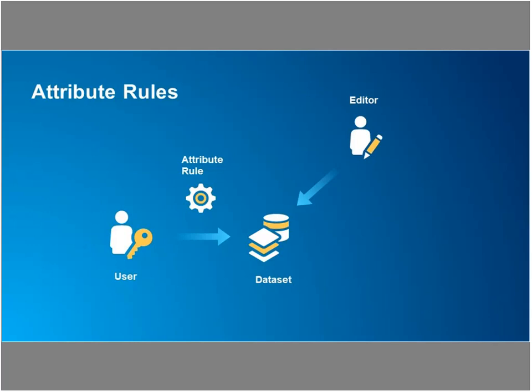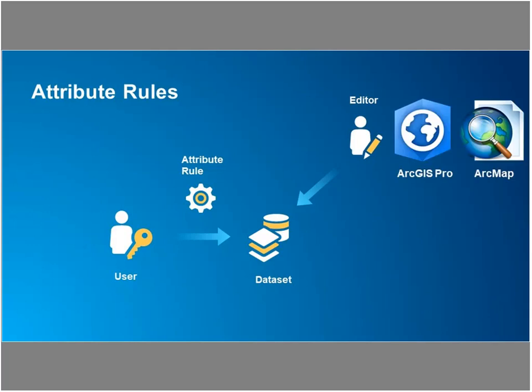The purpose of an attribute rule is to help enhance the editing experience, allowing the enforcement of data integrity at the time an edit is made. They can be used to enforce specific combinations of attribute values or to automatically update a target field.